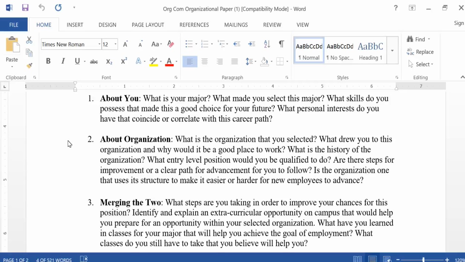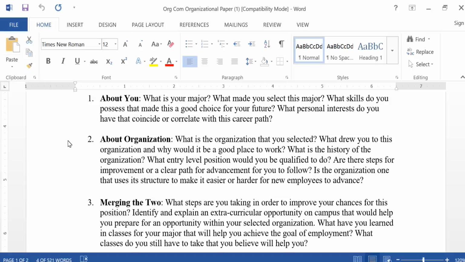Tell me a little something about them. How many people do they employ? Where are they located? What drew you to this organization? Was there something in their mission statement? Is there something based on their location? Tell me a little bit about the history of the organization.